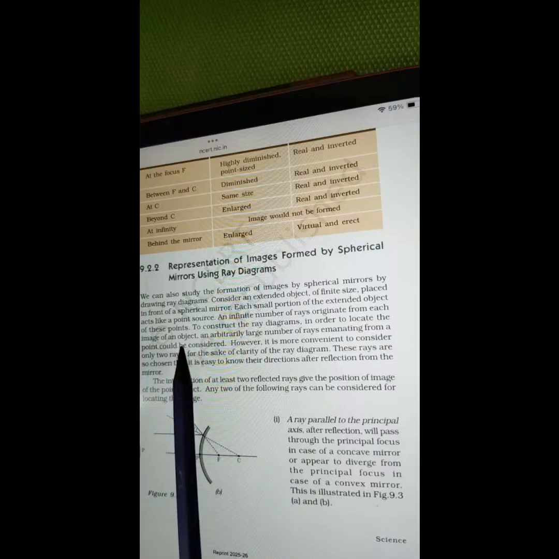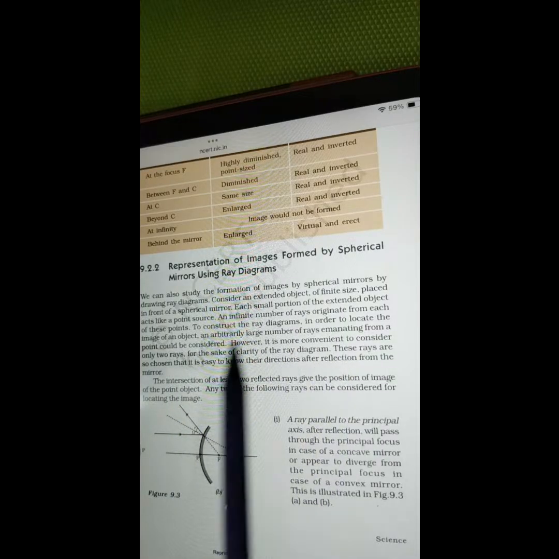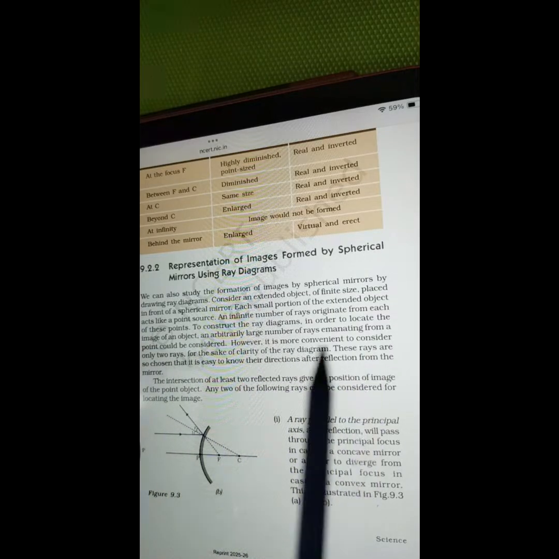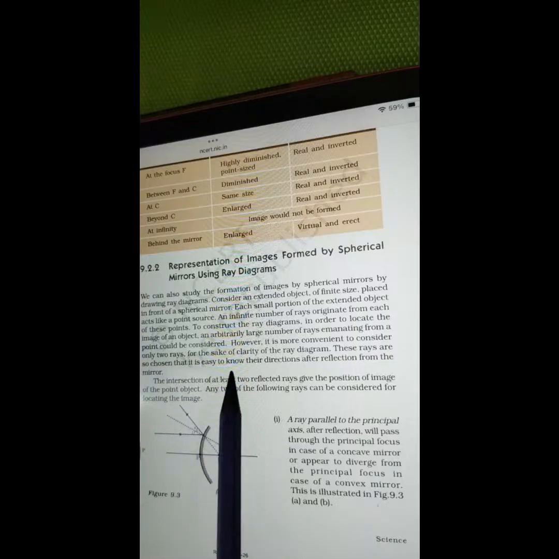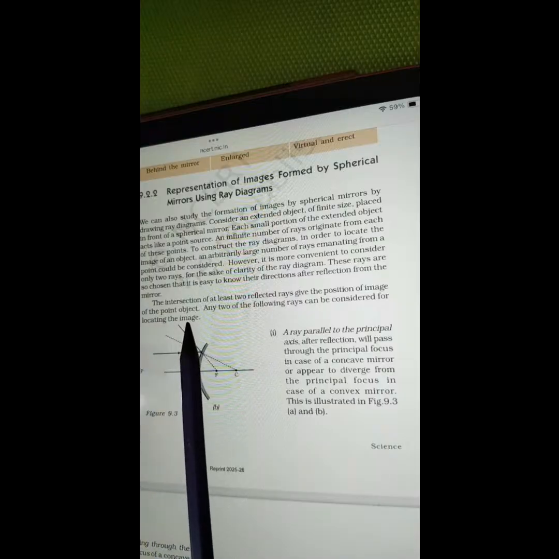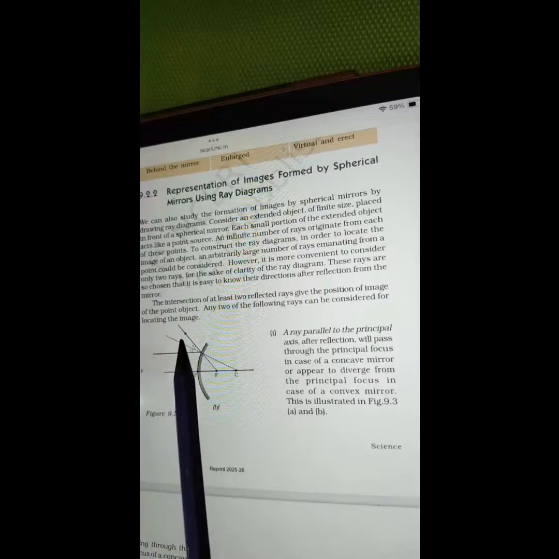To construct the ray diagrams in order to locate the image of an object, an arbitrarily large number of rays emanating from a point could be considered. However, it is more convenient to consider only two rays for the sake of clarity of the ray diagram. These rays are so chosen that it is easy to know their directions after reflection from the mirror. The intersection of at least two reflected rays gives the position of the image of the point object. Any two of the following rays can be considered for locating the image.